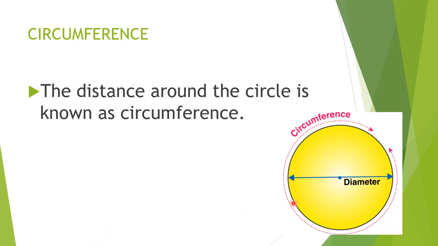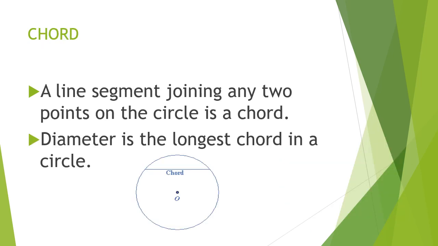Circumference. The distance around the circle is known as its circumference or perimeter of the circle. Chord. A line segment joining any two points on the circle is called its chord. Diameter is the longest chord in a circle.